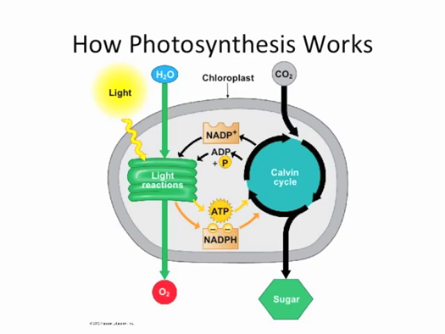So you capture light in the light reactions, you build sugars in the Calvin cycle, and you're going to see the light reactions occur on the thylakoid membrane. The Calvin cycle occurs in the stroma, outside of the thylakoids. So in the chloroplast, but in the fluid outside of the thylakoids.